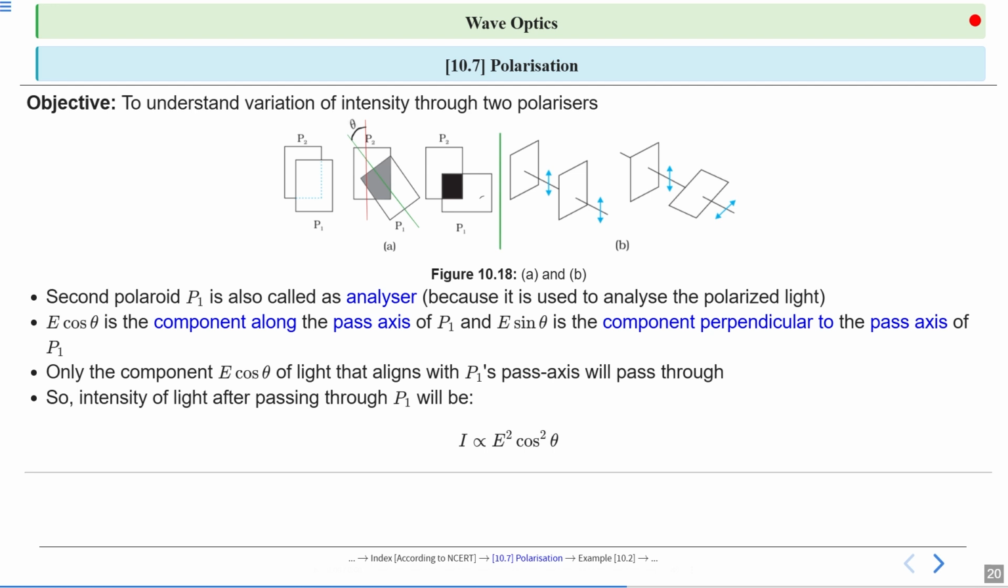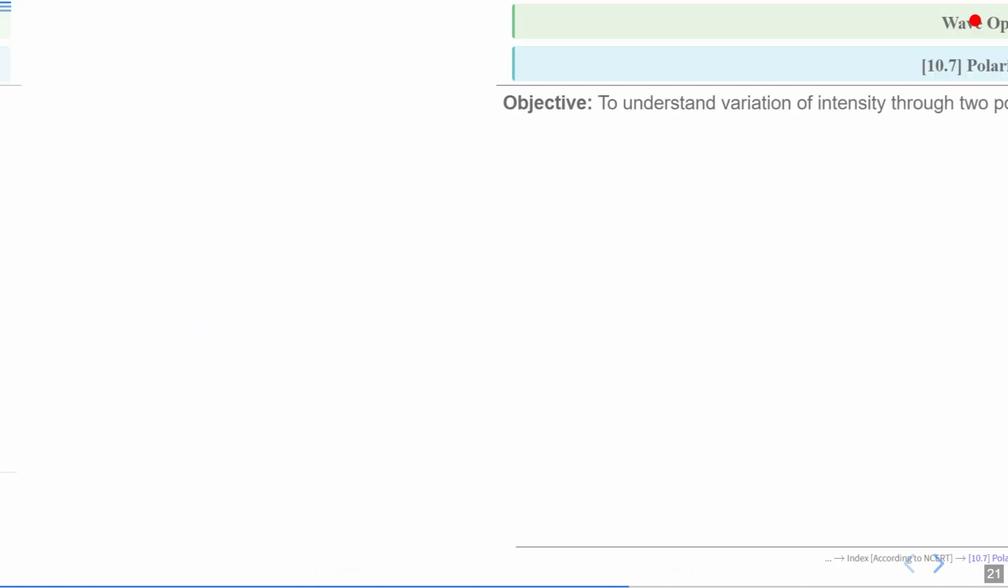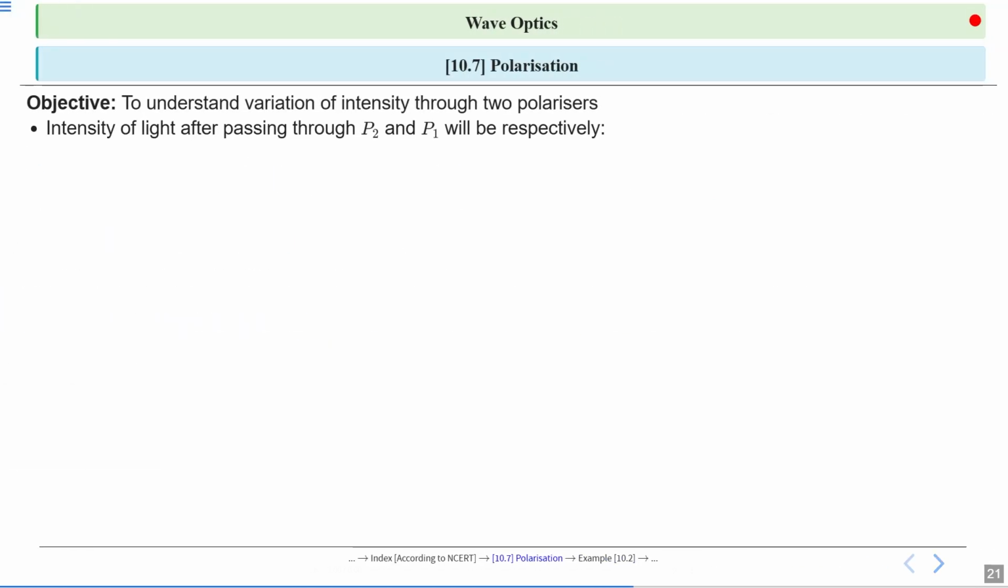So the intensity of light transmitted through P1 will be proportional to the amplitude squared, E cos theta whole square. I proportional to E square cos square theta shows us how the intensity depends on both the electric field and the angle theta. As we revealed previously, we are focusing on the intensity of light after it passes through each polarizer. The key point here is that intensity changes as light moves from P2 and then P1.